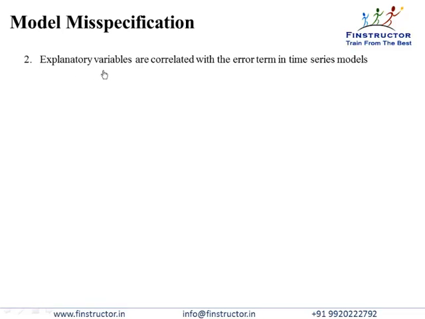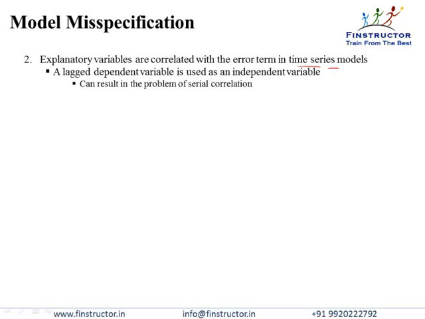The explanatory variables can sometimes be correlated with the error terms, and this problem is especially visible in time series models. We'll study these models and these misspecifications more in the coming review. However, if we are using a lagged dependent variable as an independent variable, so in the prediction for y for this period, one of the coefficients is a lagged value of y from the previous period, then this will result in the problem of serial correlation. We will correct this in the next review when we study time series analysis.